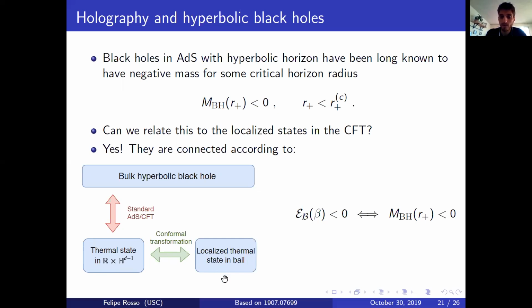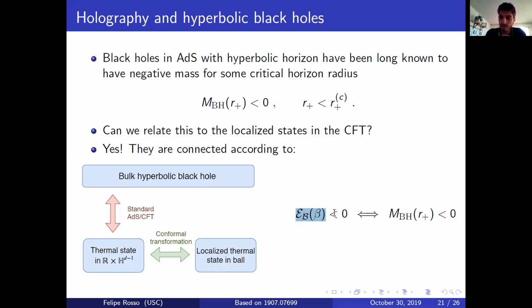Okay, where the temperature on one side corresponds to the temperature on the other side. And once we have a thermal state in the hyperbolic background, we have the standard AdS/CFT dictionary that tells you that the thermal state in the hyperbolic background is dual to a bulk hyperbolic black hole. So if you follow this set of maps, what happens to the energy density?